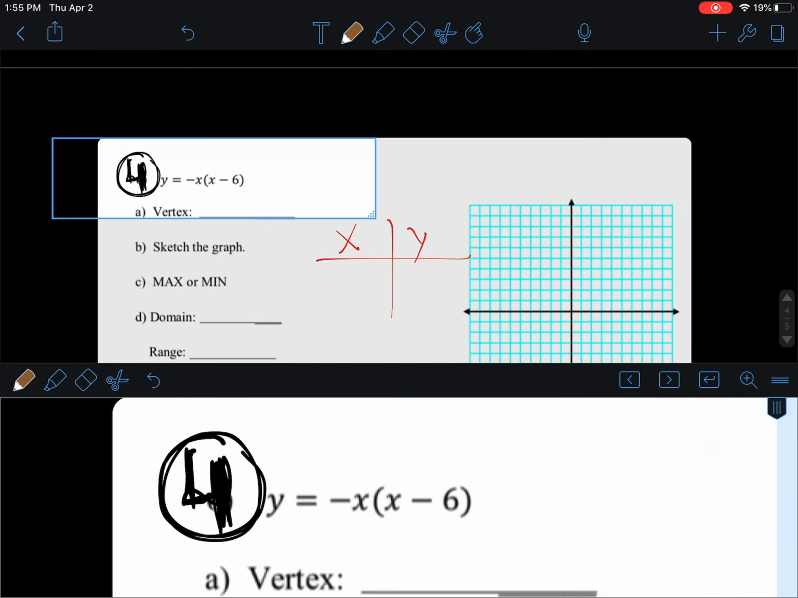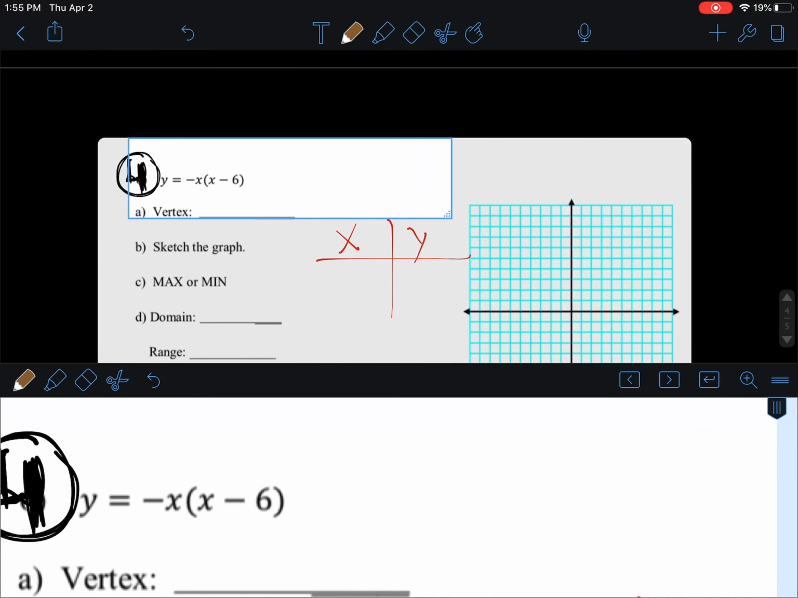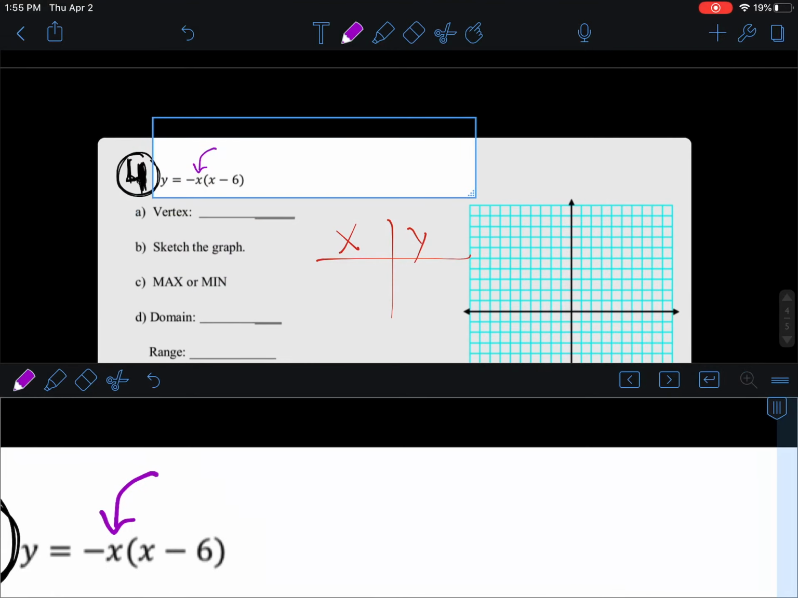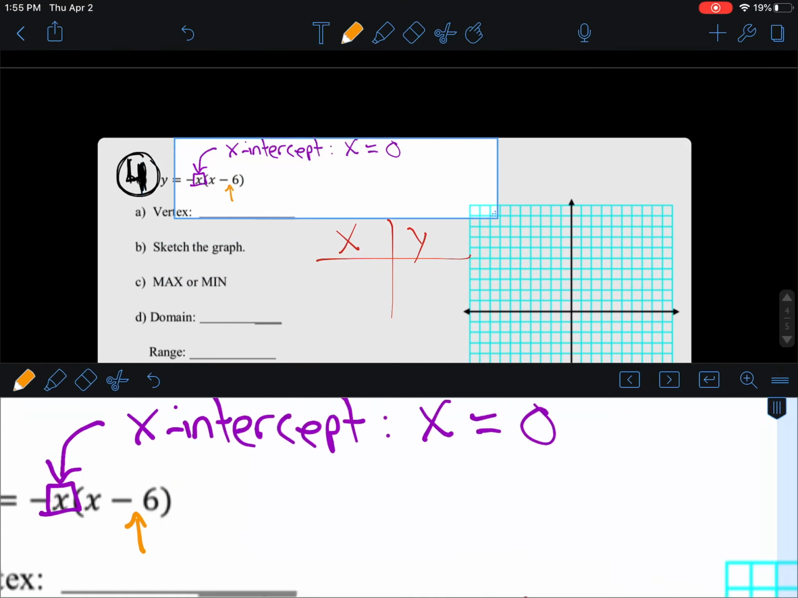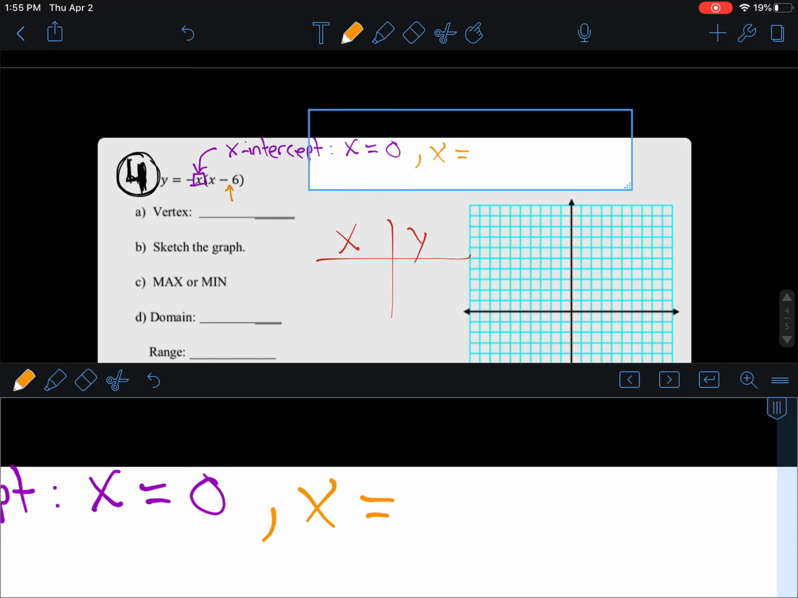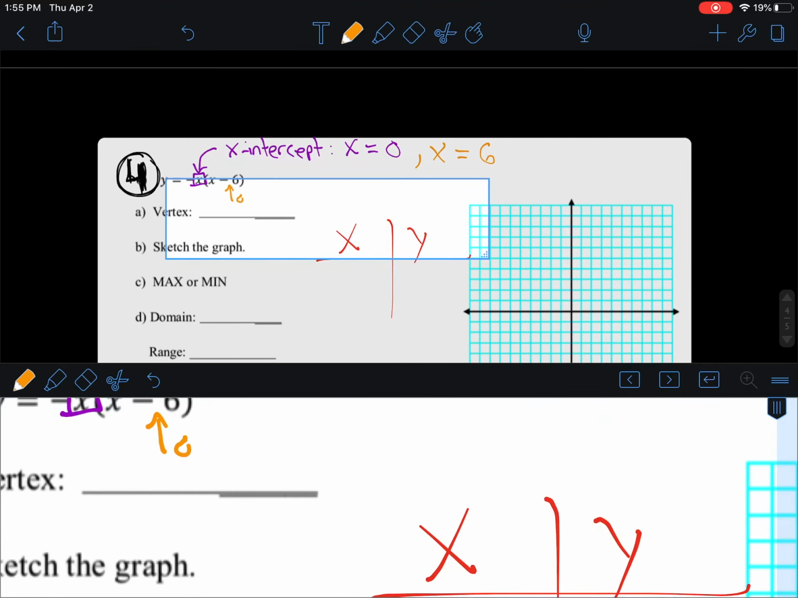So number 4. Now if you look here, I have an x outside. Remember from last week, whenever you have an x outside, that means one of your x-intercepts is 0. So one of my x-intercepts is going to be 0 because of the x outside. My other x-intercept is going to be the opposite of that, which is going to be 6. So again, you take the opposite of this number for the x-intercept.